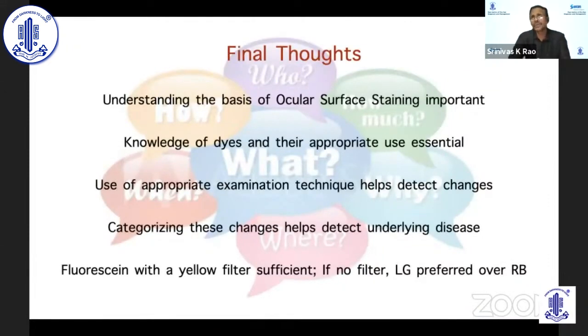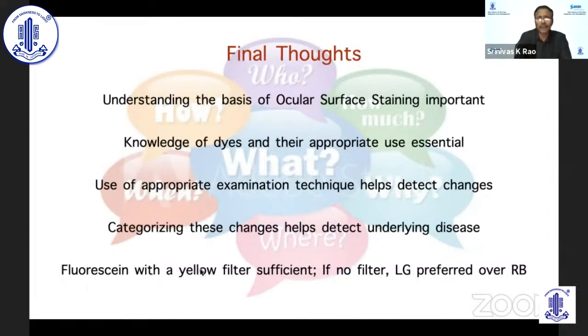So we can use fluorescein staining for important information about the ocular surface, but to do that, we must first understand the basis of ocular surface staining. What is it that we are seeing? What does it represent? We must understand the dyes that we are using and their appropriate use, including the proper diluent and the timing of the examination. Use the appropriate examination technique, including the proper filters, and have some system of scoring or categorizing these changes so it helps you to follow up the patient sequentially.